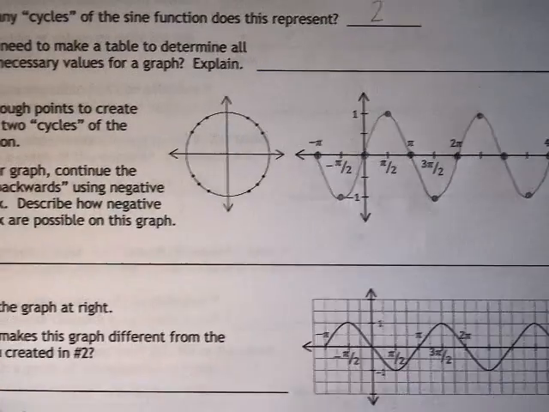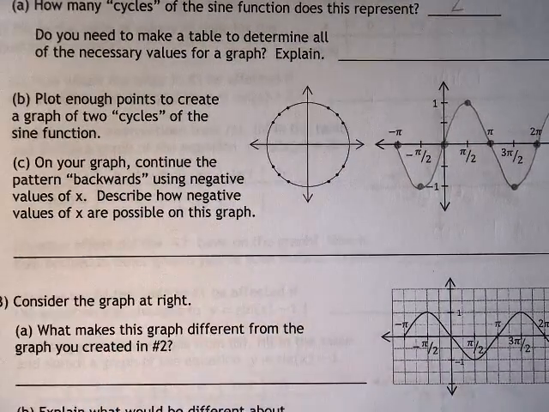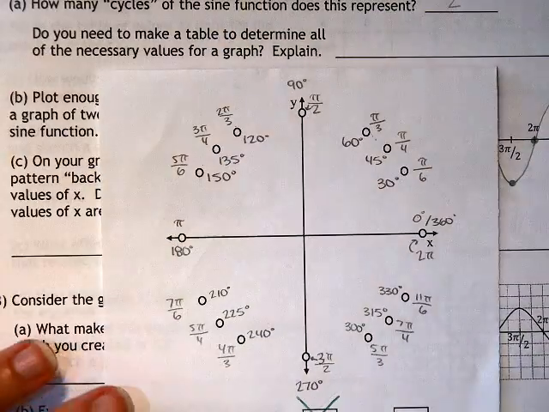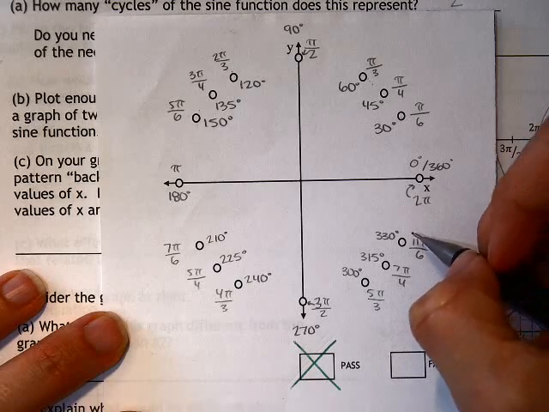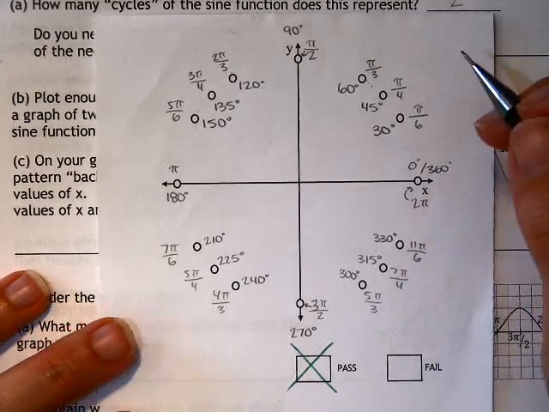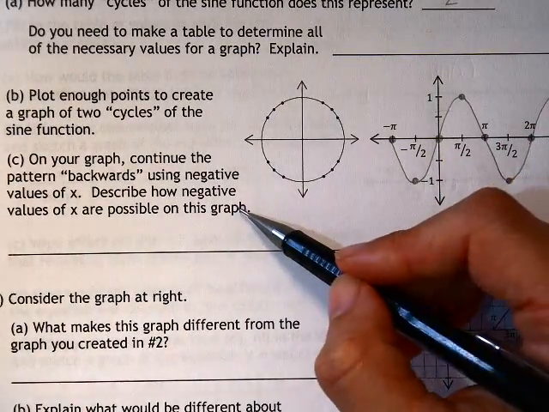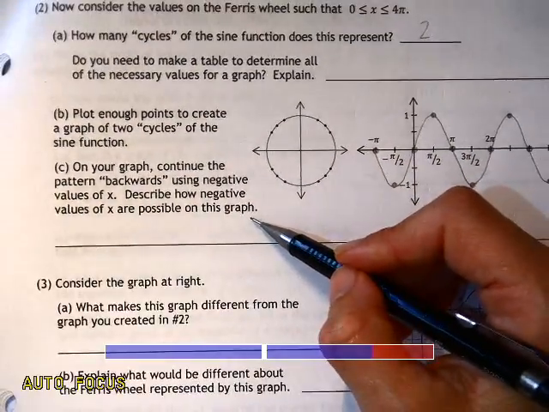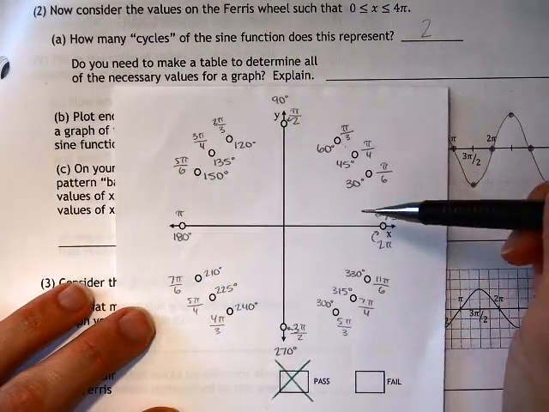Now in the actual question it says, describe how negative values of x are possible on this graph. We've actually seen negative values on the unit circle. If we go backwards, the negative values are just the coterminal angles that we've already seen. So you don't really have to describe too much in detail here. Backwards just basically means you're going to go around the circle in the opposite direction.